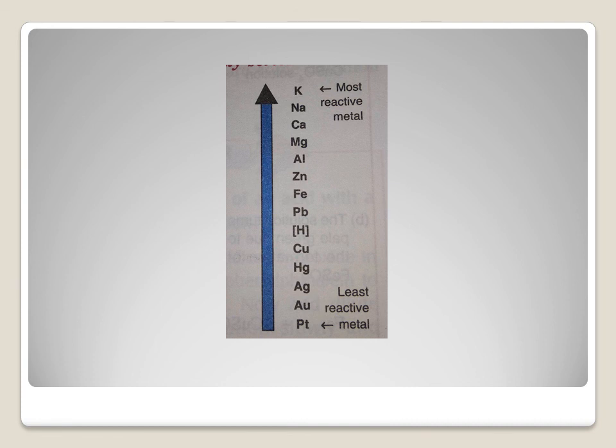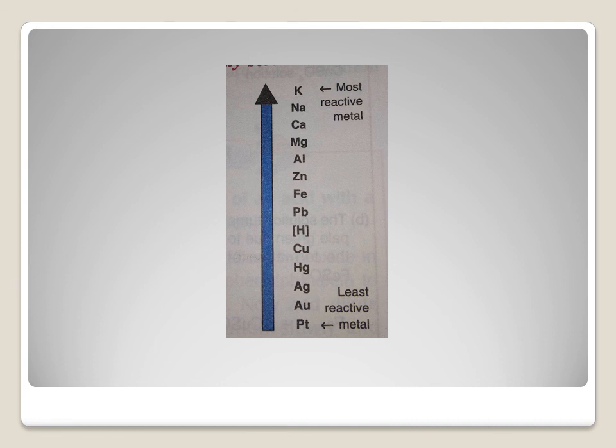In between, you can see metals like sodium, calcium, magnesium, aluminium, zinc, iron, lead, and a non-metal, hydrogen, is also placed in the reactivity series of metals. Below hydrogen, we can see copper, mercury, silver, gold and platinum.